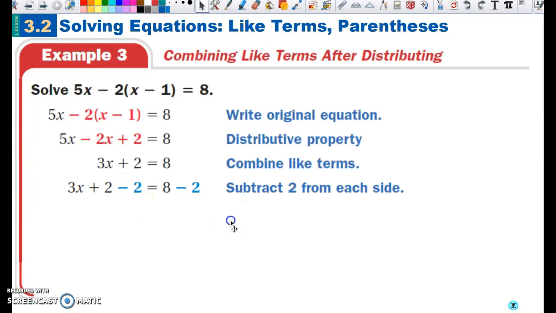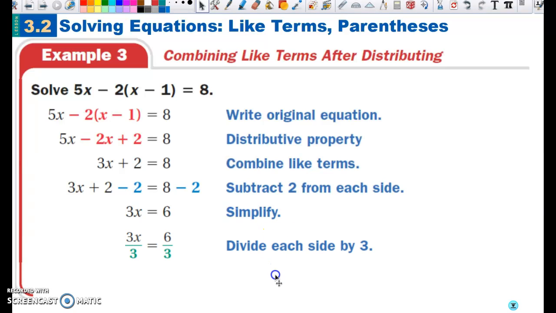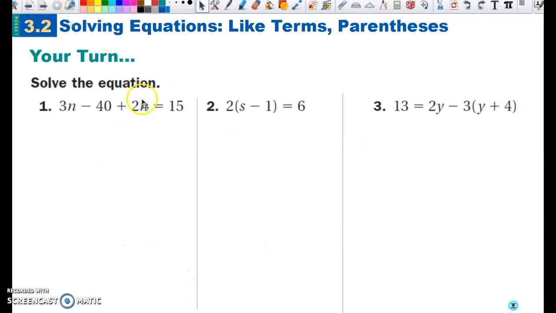Finally, subtract 2 from both sides. I guess we have 2 more steps, so not finally. But you get 3x equals 6. And then divide by 3, x is 2. Okay, it's your turn now, so please pause the video and allow about 5 to 6 minutes to work on these problems. Might take a little bit longer.